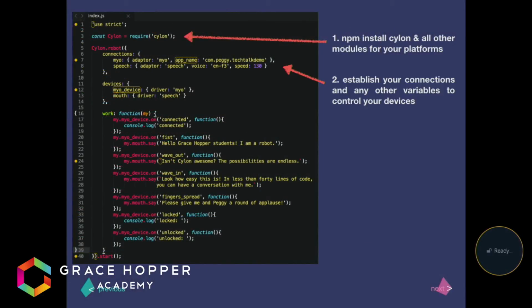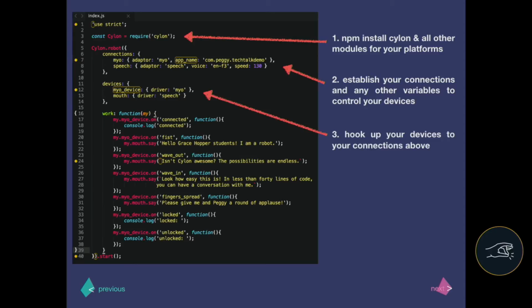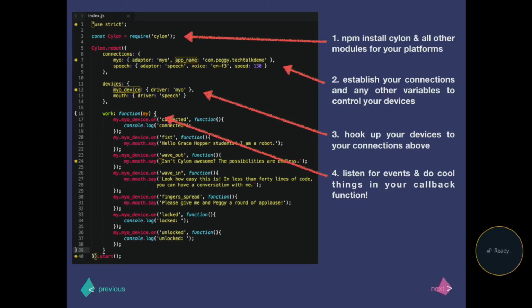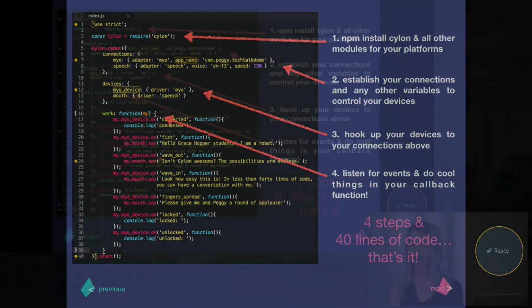Next, you want to establish your connections and any other customization variables to control your devices, such as the type of voice or the speed, for example. Next, you want to hook up your devices to your connections above. That way you can use them in your work function. And lastly, you just listen for events and do really cool things in your callback function. The possibilities are endless. I mean, 4 steps and 40 lines of code, maybe even less if you take out the console logs, but that's it.